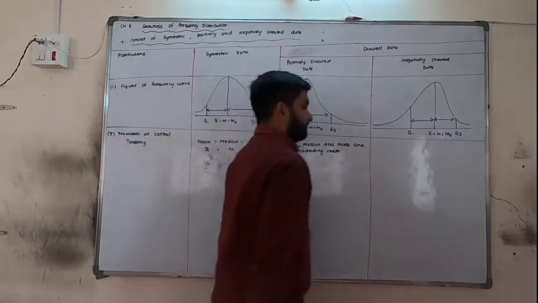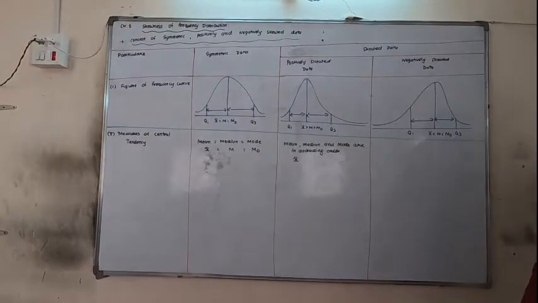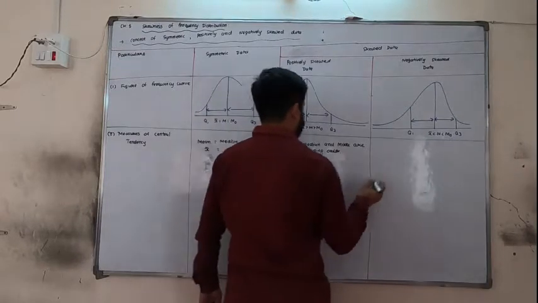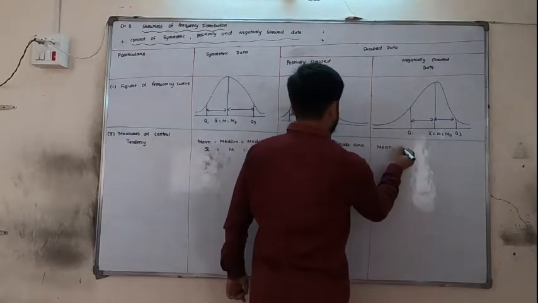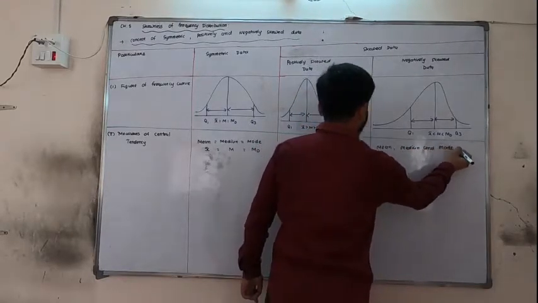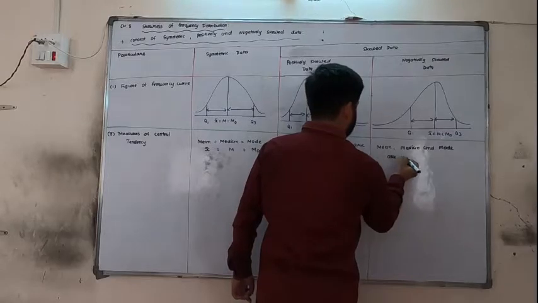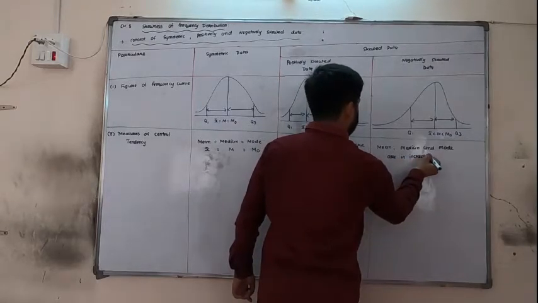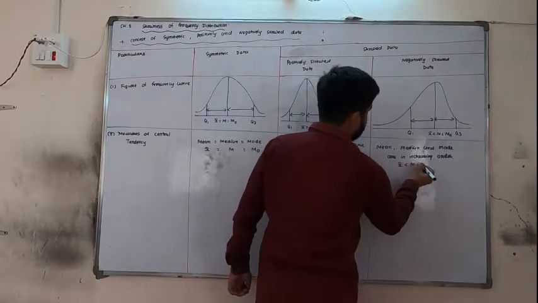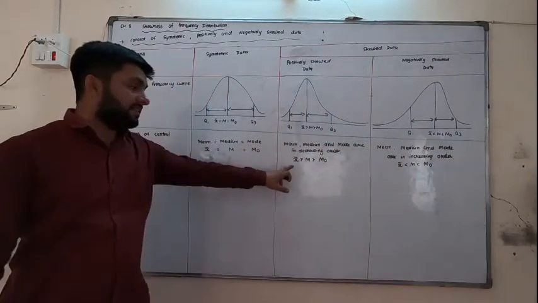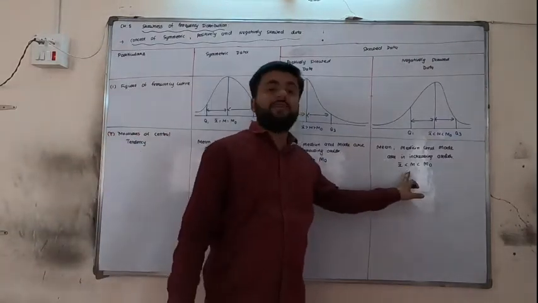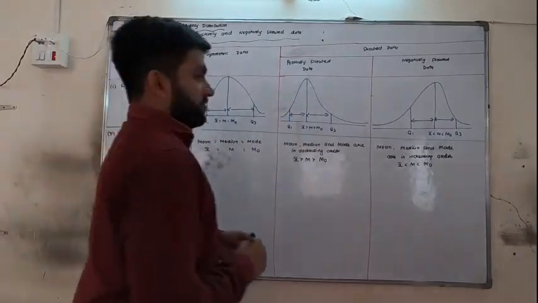X bar greater than m greater than mo. Here mean, median and mode are in increasing order. X bar less than m less than mo. When it is decreasing it should be greater than, so it will be in decreasing order. When it is increasing, it should be less than.